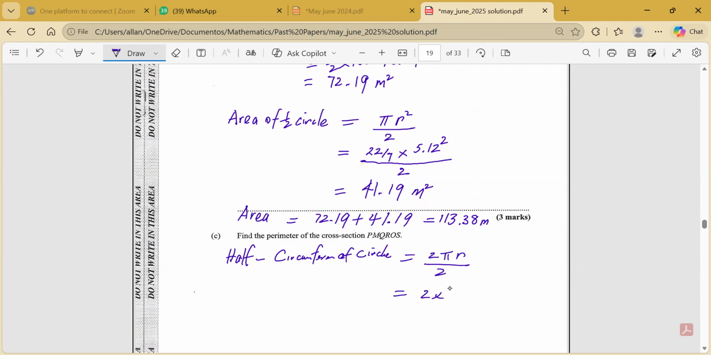The 2 by 22 over 7. How much was the radius again? 5.12, divided by 2. So the 2's will cancel. So it's just 22 over 7 multiplied by 5.12. How much is that? 16.09. Yeah, correct.